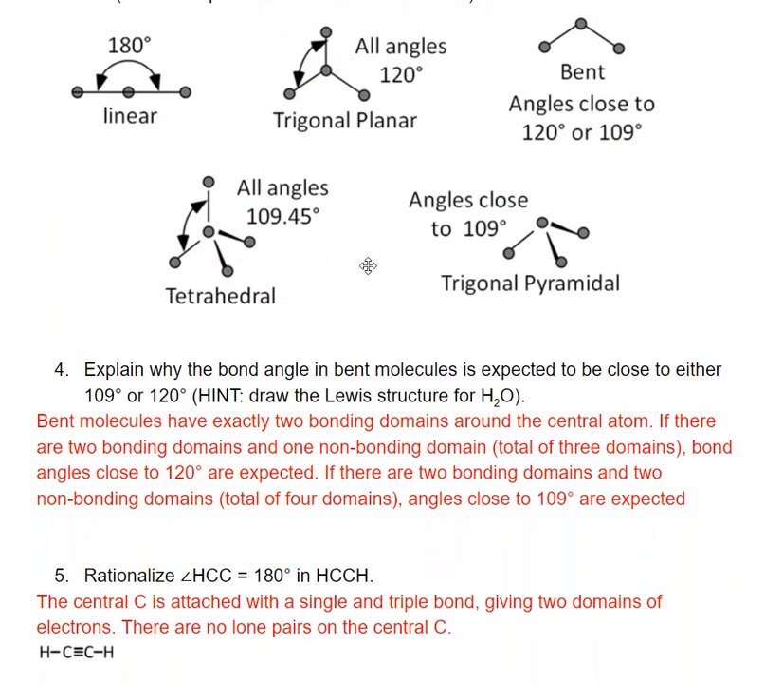Bent molecules have 2 bonding domains around the central atom. If there are 2 bonding domains and 1 non-bonding domain, we would expect bond angles around 120. If there's 2 bonding and 2 non-bonding, so a total of 4 domains, we expect to see angles close to 109.